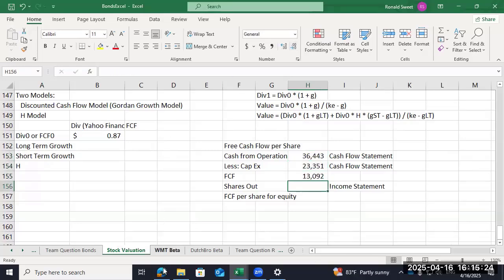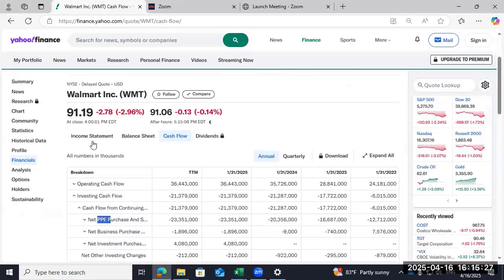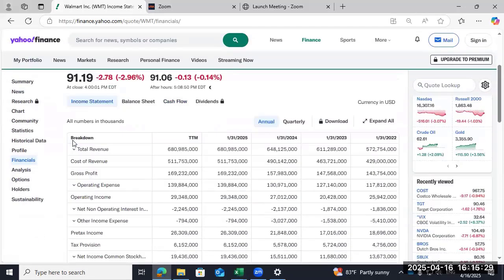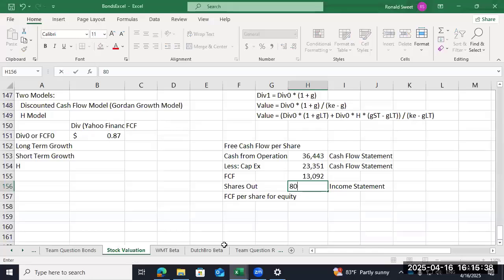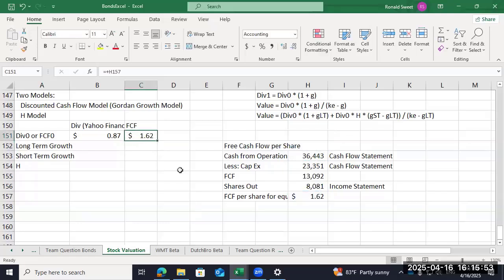We get their number of shares from the income statement. I usually use the fully diluted. So diluted average shares is 8,081. And so their free cash flow per share is their free cash flow divided by the number of shares, $1.62. So I'm arguing that $1.62 is much closer to their free cash flow per share than their dividends.